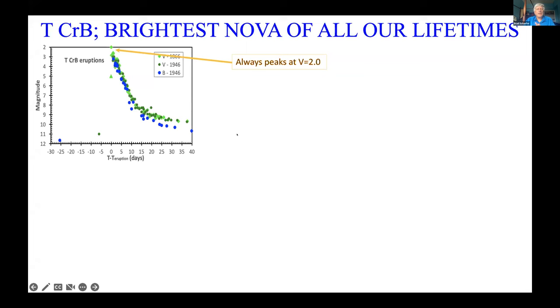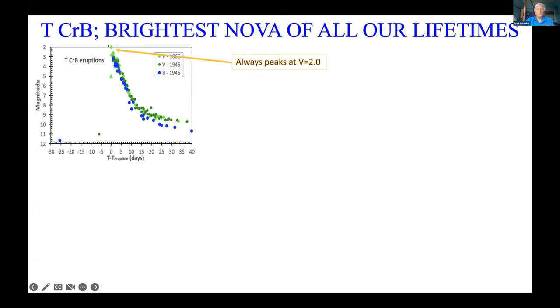And this makes a moral lesson: recurrent novae always have the same light curve in eruption. This is found for all of the other recurrent novae. From eruption to eruption, in each individual recurrent nova, they're always the same light curve. So because T CrB got to 2.0 back in 1866, it tells us that in 1946, the discovery or the first magnitude measure just missed going up to 2.0, okay?